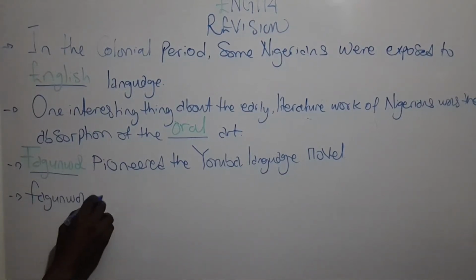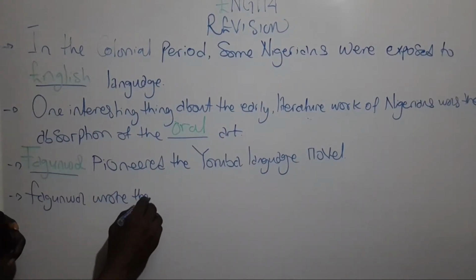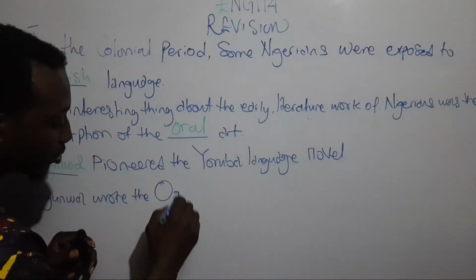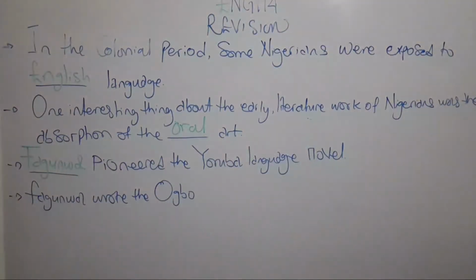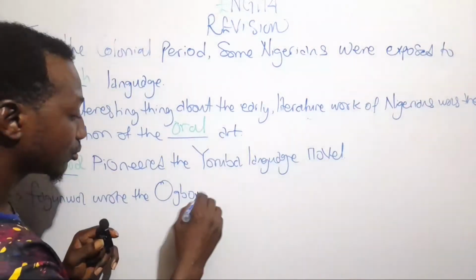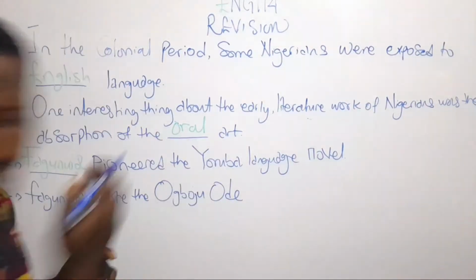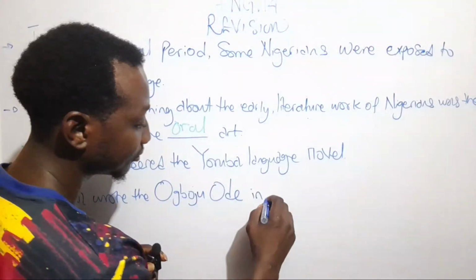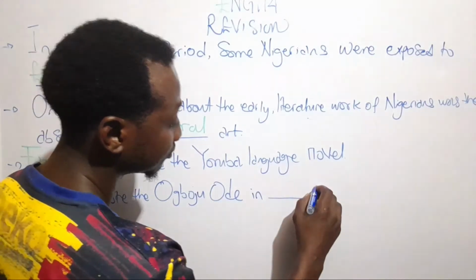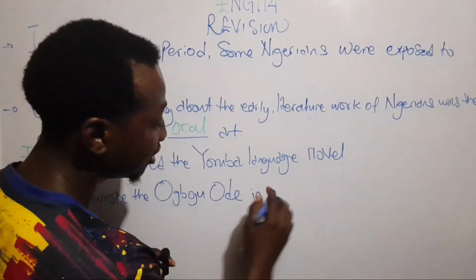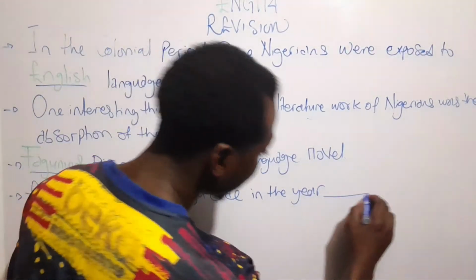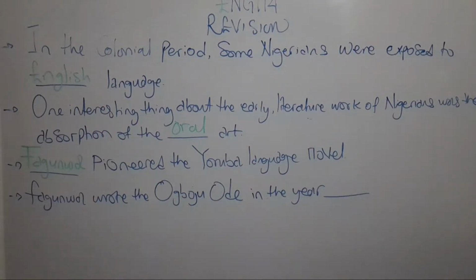Fagunwa wrote the Ogboju Ode in the year dash.